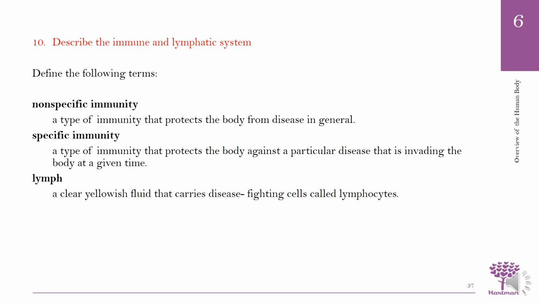The immune system protects the body from disease-causing bacteria, viruses, and microorganisms in two ways. Nonspecific immunity protects the body from disease in general, whereas specific immunity protects against a particular disease that is invading the body at a given time. The lymphatic system is composed of a clear yellowish fluid that carries disease-fighting cells called lymphocytes, and this fluid is called lymph.